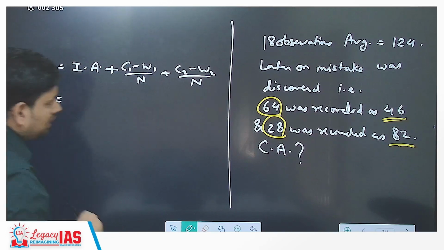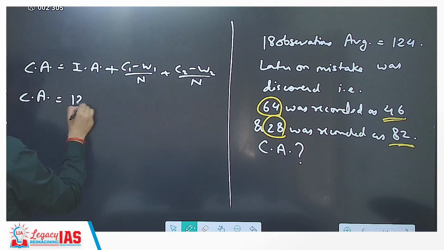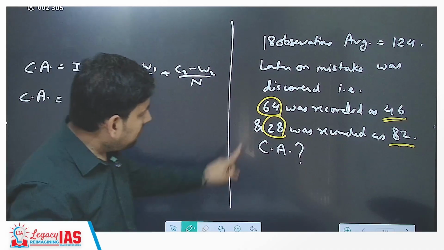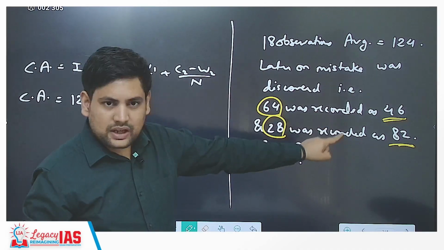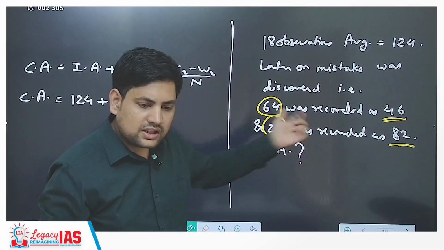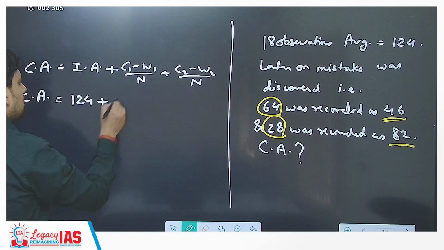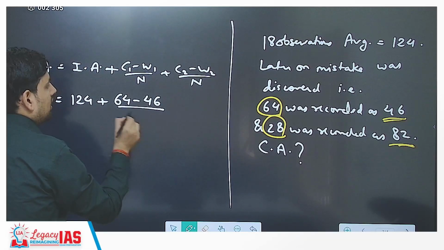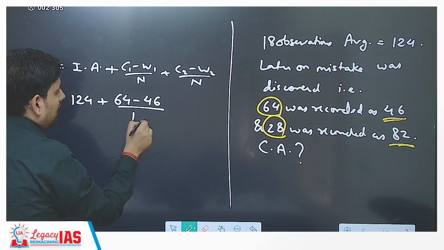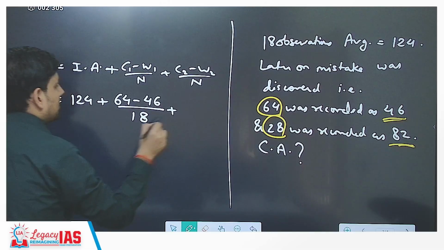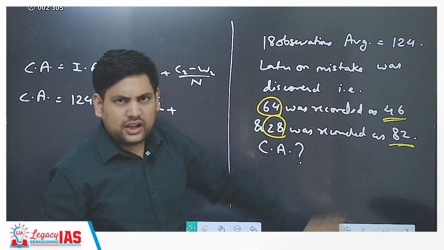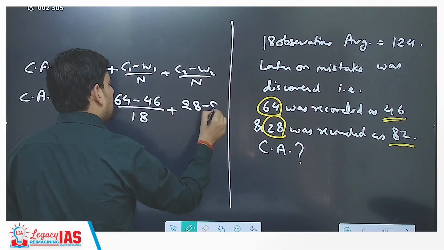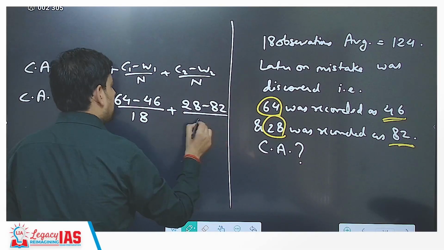Now corrected average I have to find. Incorrect average is what? Incorrect average is 124 plus. Now the first one, 64 was recorded as 46. That means correct is what? 64 is the correct one. So this goes 64 minus what was recorded? Wrong one, that is 46. Divided by N is what? N is 18. Then plus 28 was recorded as 82. So correct is 28, wrong is 82, divided by 18.